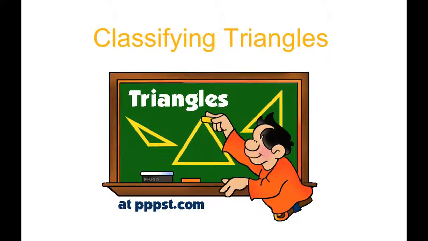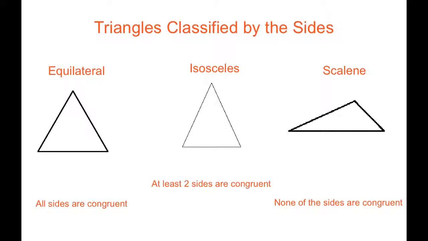Today we're going to look at classifying triangles. Triangles can be classified or named by their sides and their angles. We're going to first look at triangles classified by the sides. The first one we have is an equilateral triangle.